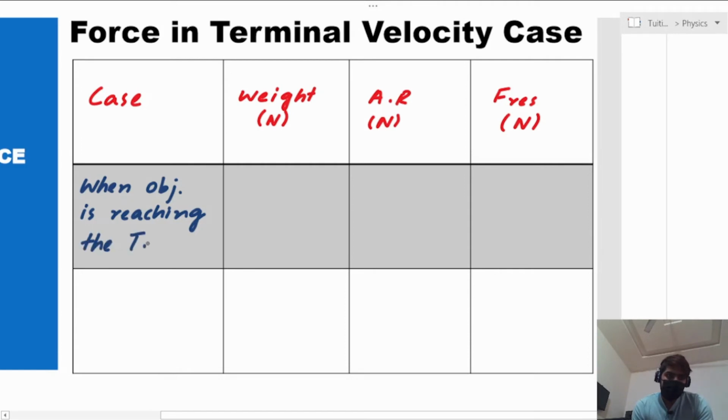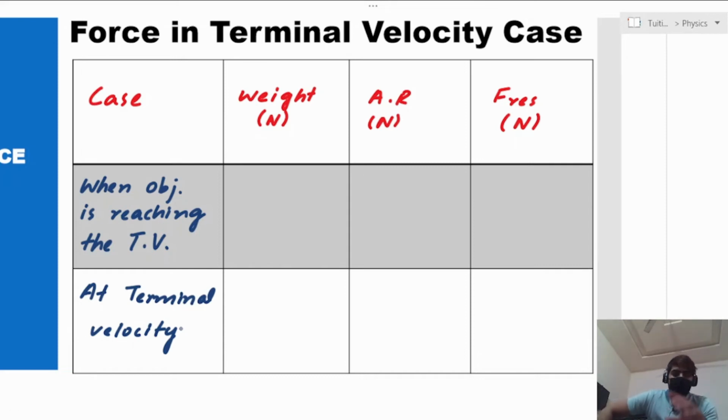All right, TV here does not stand for television, it stands for terminal velocity. And the other case is when the object has reached the terminal velocity. Here I can write, I have enough space here, at terminal velocity. So you're asked questions in two different cases. First you need to realize what kind of case they're asking the question from. Is it the case when the object has not reached the terminal velocity, or is it the case when the object has now reached the terminal velocity?